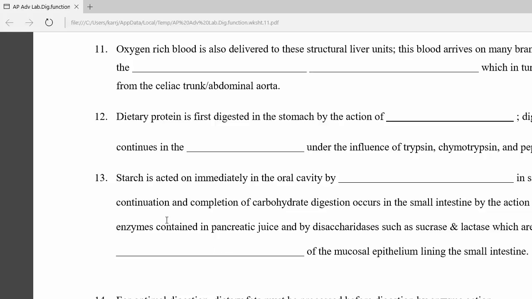So then completion of carbohydrate digestion occurs in the small intestine by enzymes contained in pancreatic juice and by disaccharidases. So where do we see disaccharidases, sucrase and lactase? In the small intestine, which are part of the brush border of the mucosal epithelium lining the small intestine. Remember I said the microvilli of each individual simple columnar cell, we call them brush border.